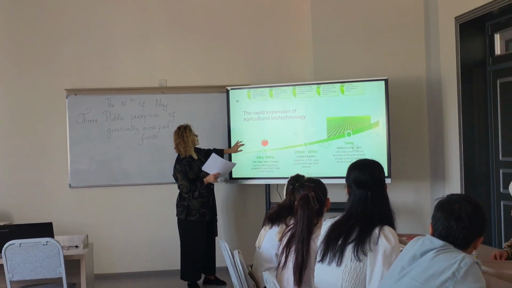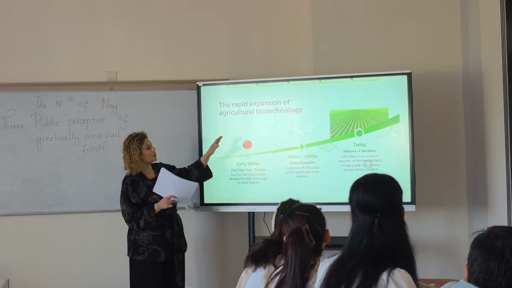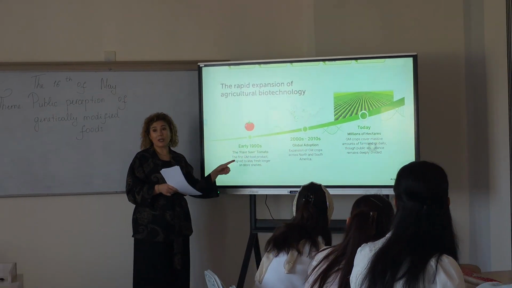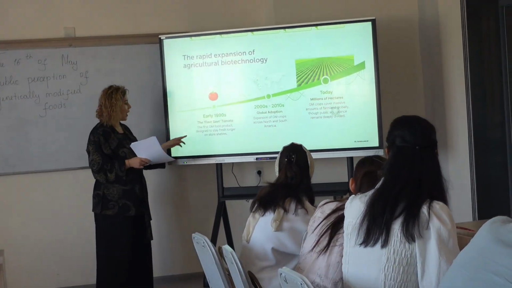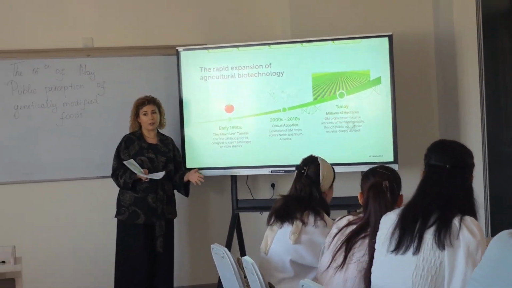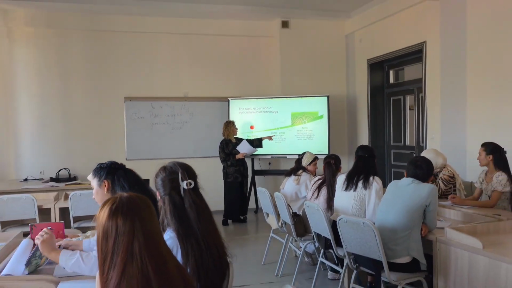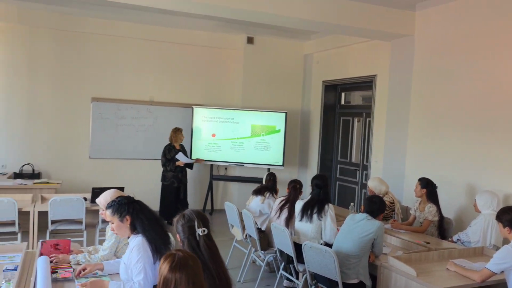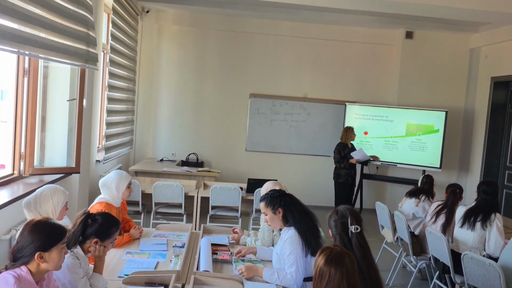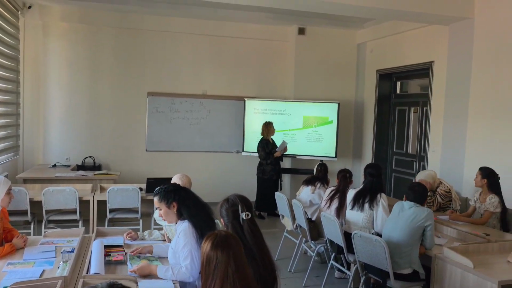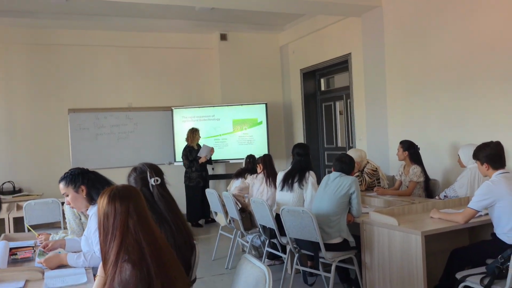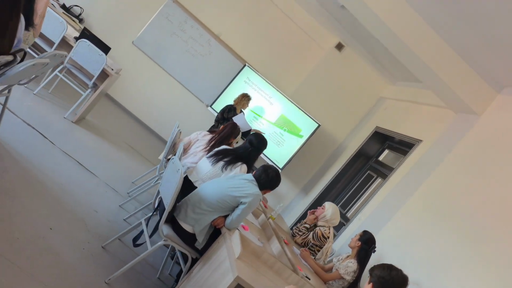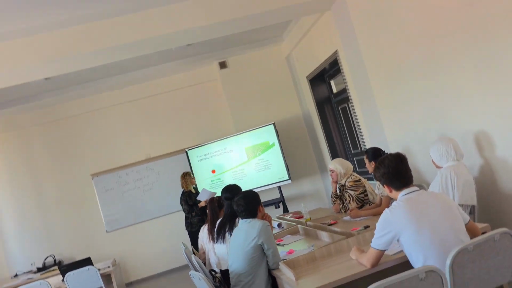Okay, the next one is the rapid expansion of agricultural biotechnology over time. In the early 1990s, the Flavr Savr tomato was introduced. It was designed to stay fresh longer. During the 2000s and 2010s, GM crops spread rapidly across North and South America. Today, GM crops cover millions of hectares of farmland, though public acceptance remains deeply divided.